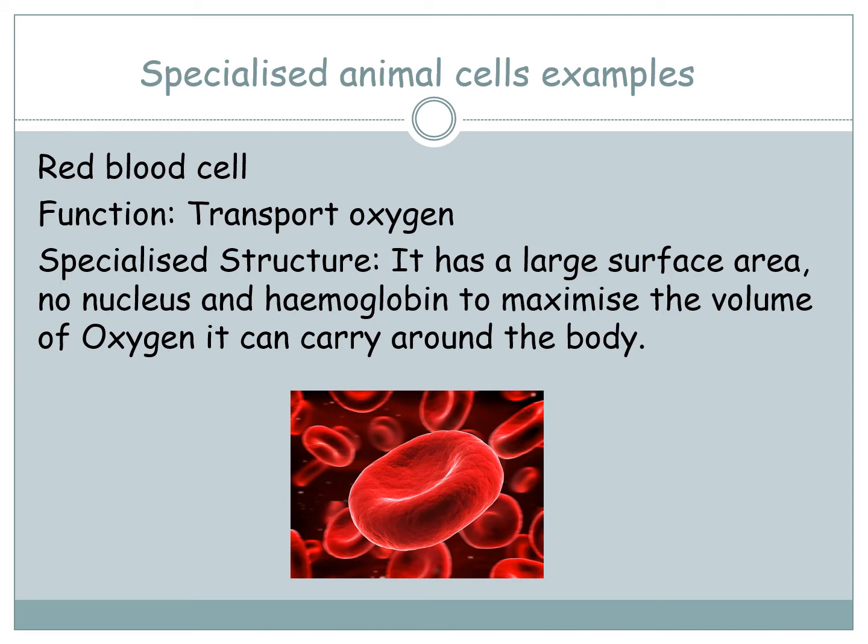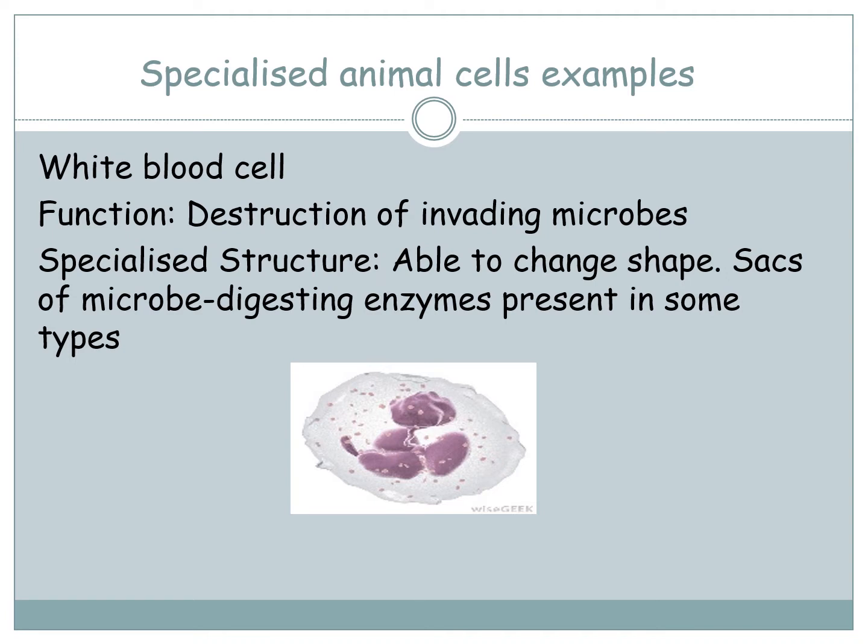Another animal cell that we need to know is the red blood cell. Its function is to transport oxygen, and it's specialized because it has a large surface area, it's got no nucleus and hemoglobin, which maximizes the volume of oxygen it can carry around the body. Another cell you need to know about is the white blood cell. Its function is to destroy invading microbes, and it's specialized because it's able to change shape, and it's got a sac of microbe digesting enzymes.